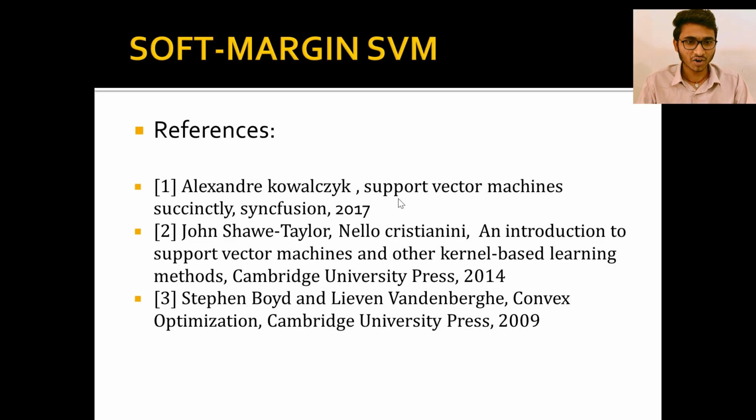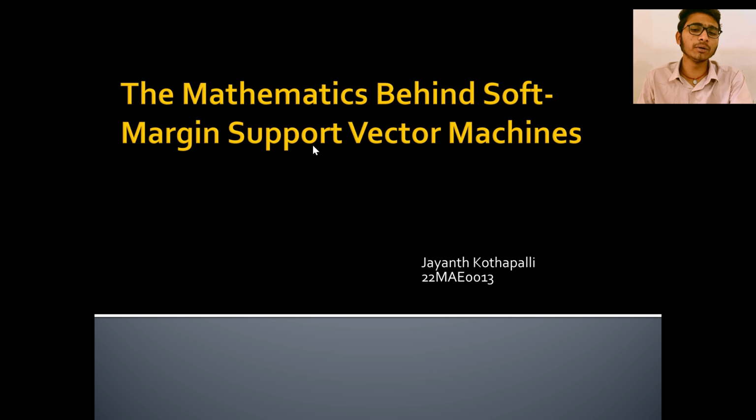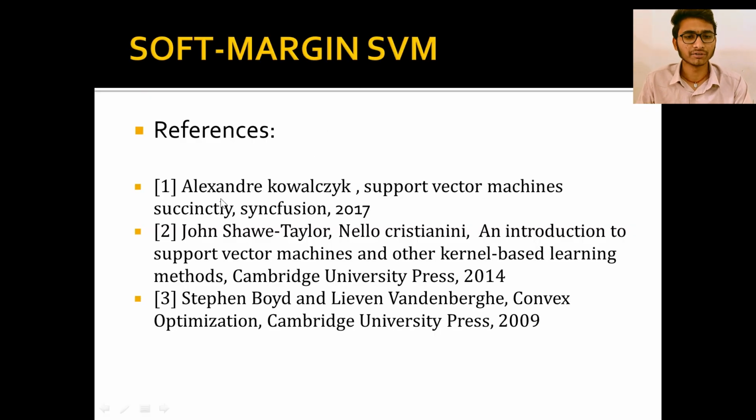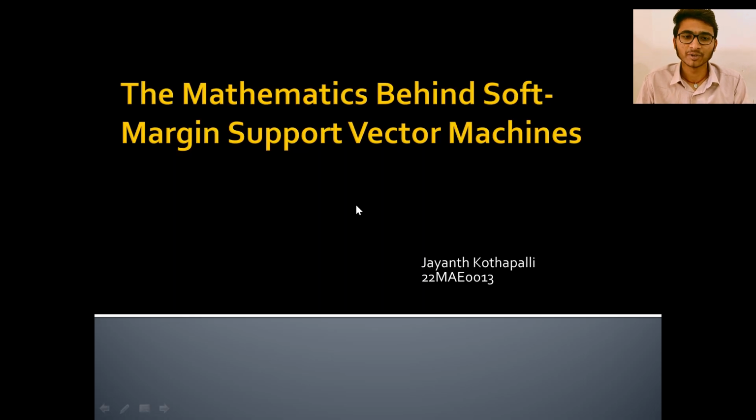Sorry for not saying, these are the references. This is a very good book, the first one, and these are the in-depth mathematics books. The third one is the convex optimization book by Stephen Boyd, a Stanford professor. And this is a Taylor book, a very in-depth book on support vector machines. Yeah, these are the references.